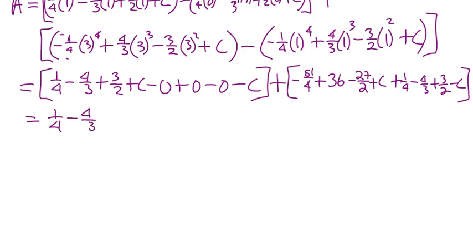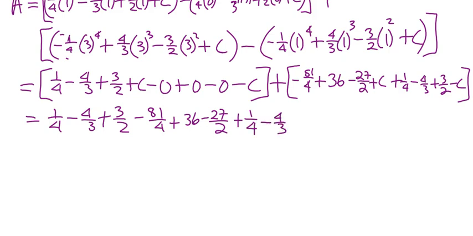1/4 minus 4/3 plus 3/2. I'm not going to write the c's down. Minus 81/4 plus 36 minus 27/2. Plus 1/4 minus 4/3 plus 3/2.